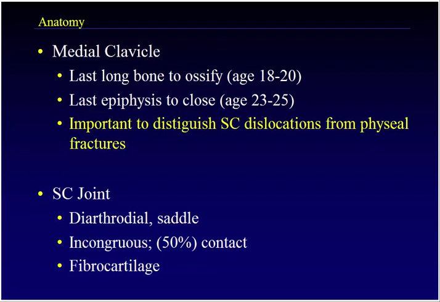Remember that the medial aspect of the clavicle is the last long bone to ossify, and that does not occur in most adult patients till the age of 18 to 20, and then the epiphysis doesn't close typically until age 23 to 25. So this is something that frequently comes up, and you rarely will see it clinically, but you'll see it often on standardized orthopedic examinations, where differentiating between a fracture and an epiphyseal injury with medial clavicle injuries. And it's very important to distinguish sternoclavicular dislocations from physeal fractures, and we'll talk about that. The sternoclavicular joint is unusual in that it's a diarthrodial saddle joint, and it's incongruous.